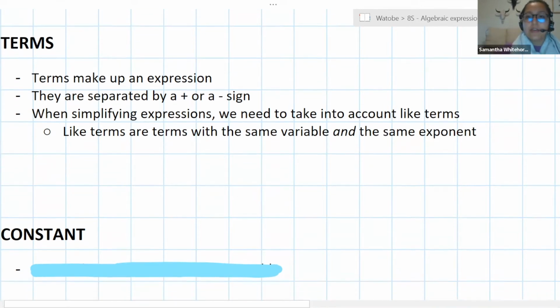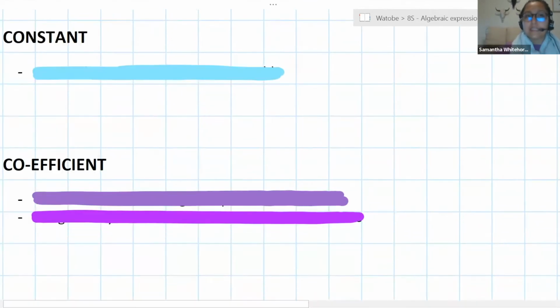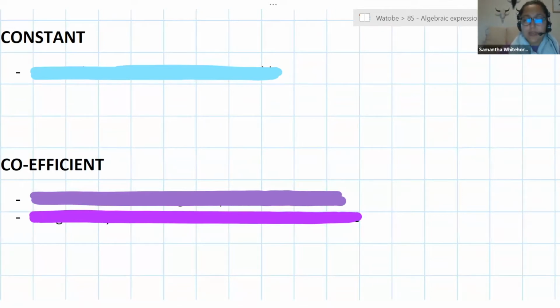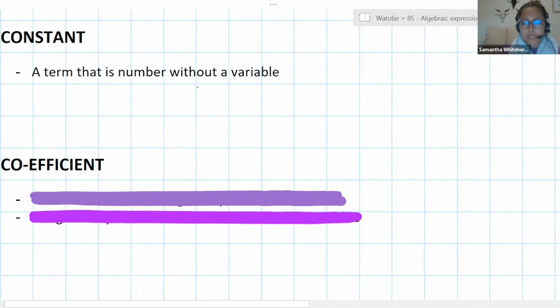Alrighty. The next thing that we need to understand is what a constant is. Now, a constant is quite easy to remember. If you think about what constant means in language, it's something that remains the same. So a constant is a number or a term that has no variable attached to it. So something like the number 3 or 5 or -4. If there's no letter or no variable attached to it, it's a constant. It's not going to change because it's not being multiplied by an unknown or by that variable. So constant, a term without a variable.